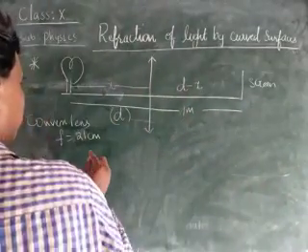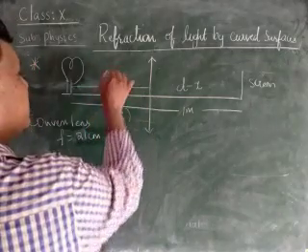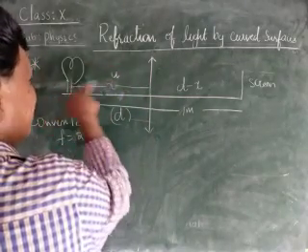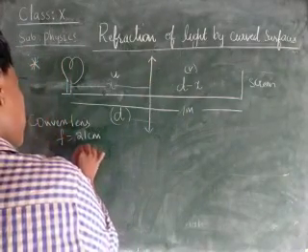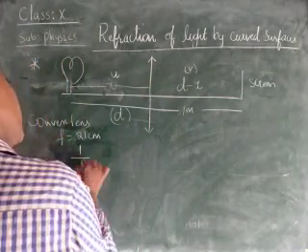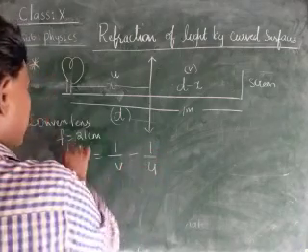Now I am using the formula. Here this is the object distance, the distance from the object to the lens, and this is the image distance. Now I am applying the lens formula: 1 by f is equal to 1 by v minus 1 by u. This is the lens formula.